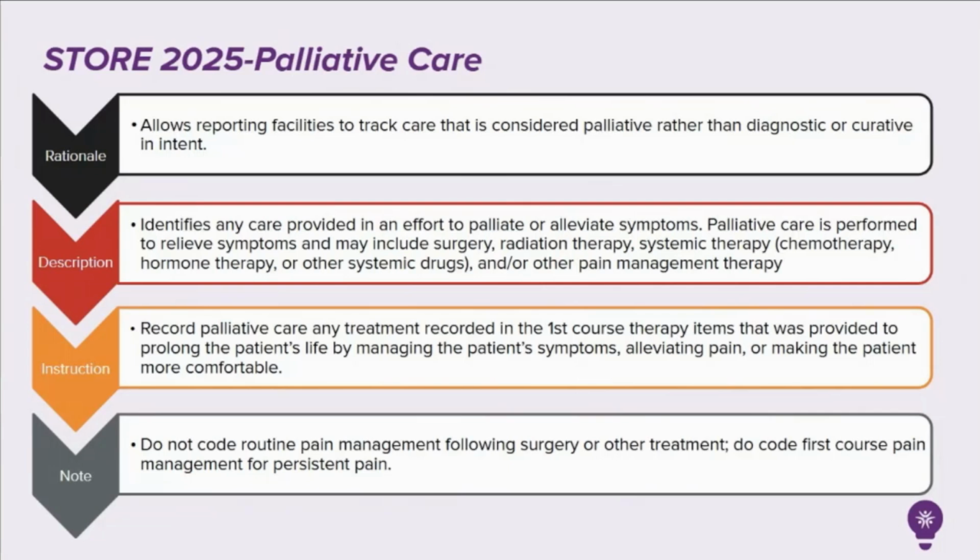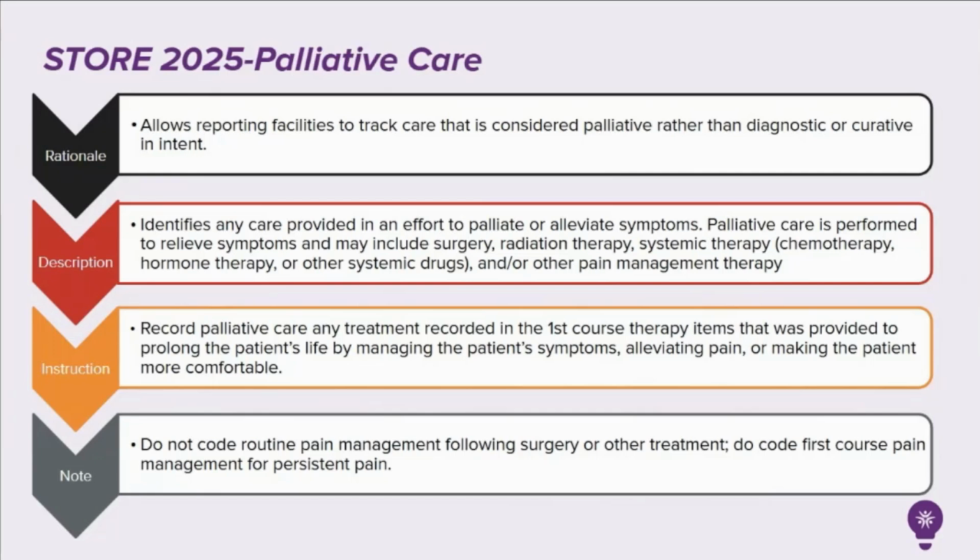Let's now dive a little bit into STORE and the definition and coding of palliative care. The STORE 2025 palliative care rationale allows reporting facilities to track care that is considered palliative rather than diagnostic or curative in intent. The description identifies any care provided in an effort to palliate or alleviate symptoms. Palliative care is performed to relieve symptoms and may include surgery, radiation therapy, systemic therapy, and/or other pain management therapy.